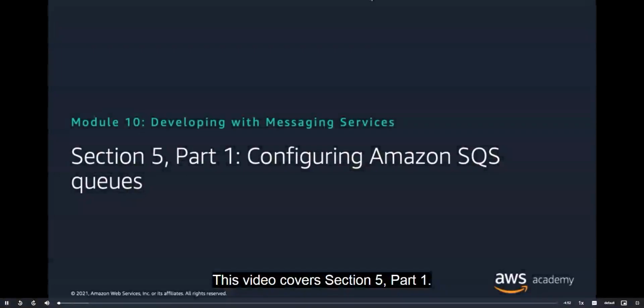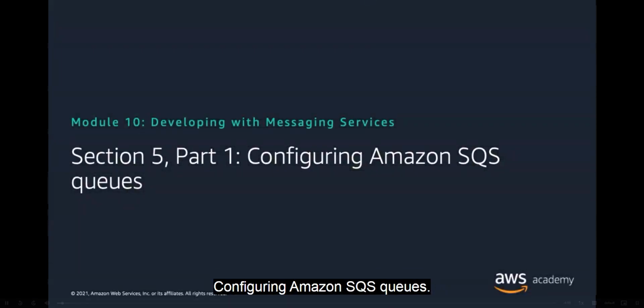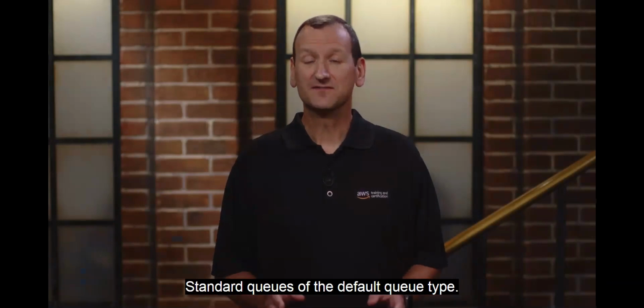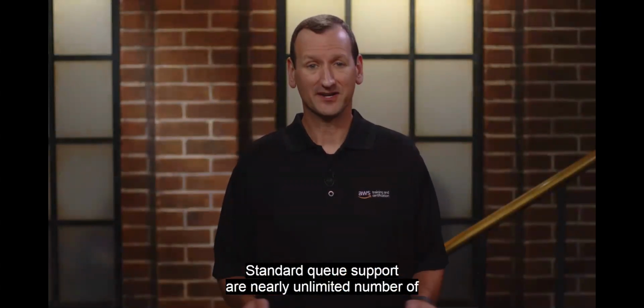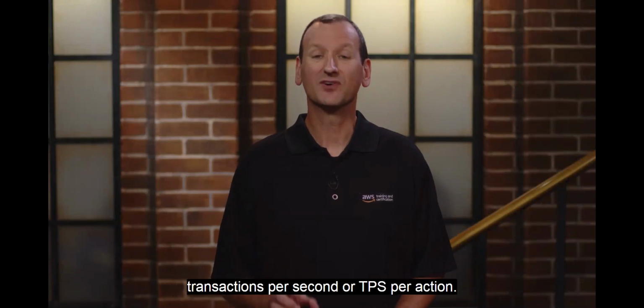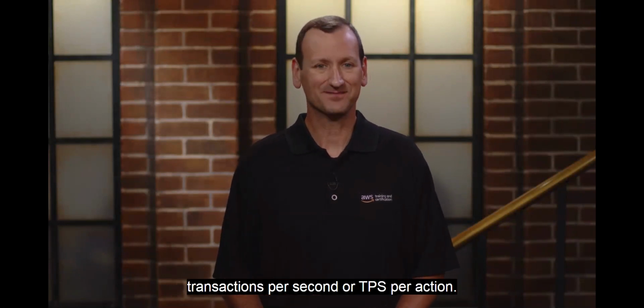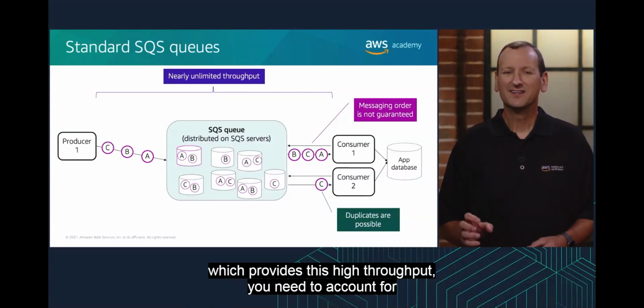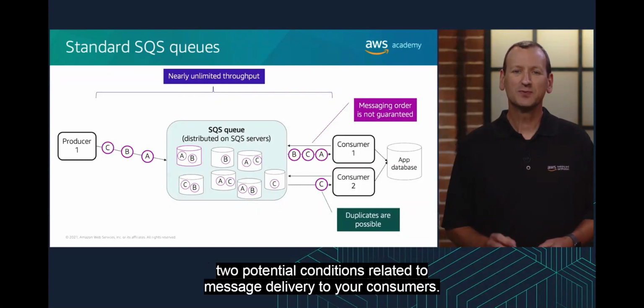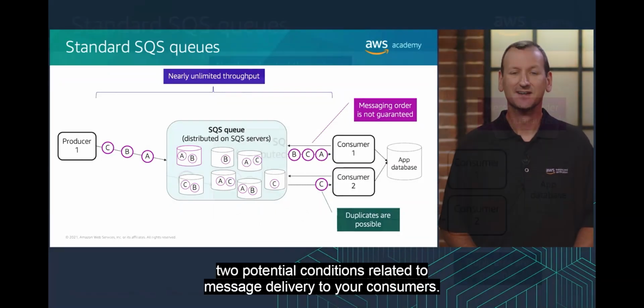This video covers Section 5, Part 1, Configuring Amazon SQS Queues. Standard queues are the default queue type. Standard queues support a nearly unlimited number of transactions per second, or TPS, per action. Because of the queue's highly distributed architecture, which provides this high throughput, you need to account for two potential conditions related to message delivery to your consumers.